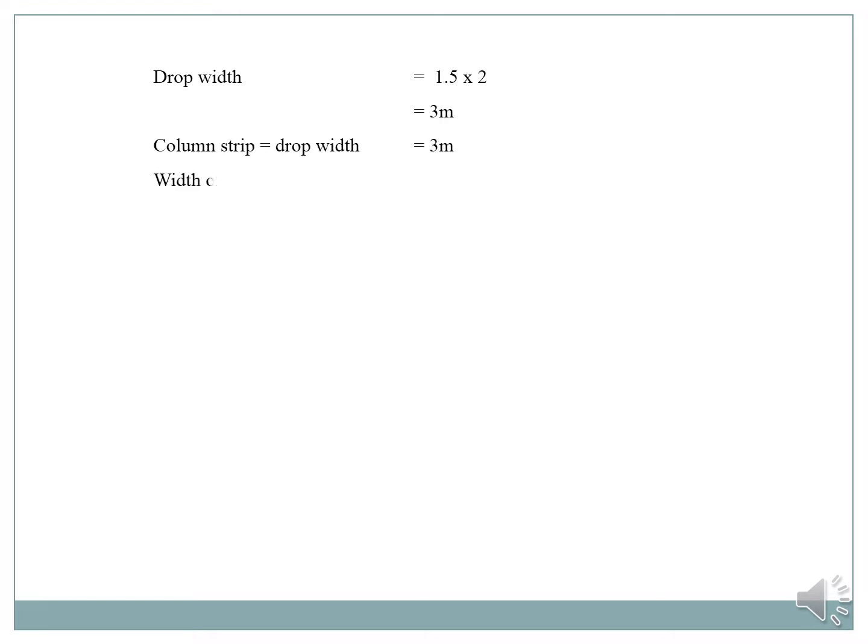Then drop width is equal to 1.5 into 2, so it is equal to 3 meter. Then column strip width is equal to the drop width, which is also 3 meter. So the width of middle strip is also 3 meter, because the drop width is equal to column strip. So column strip width is equal to width of middle strip.